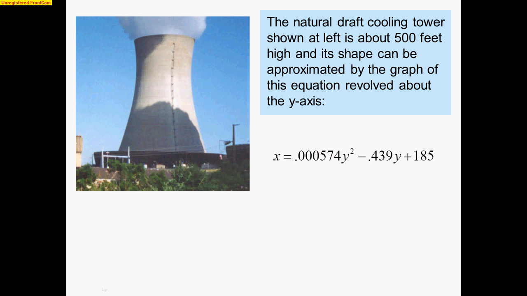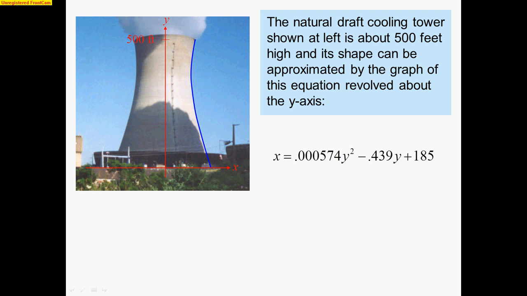All right, here's one that would definitely be a calculator problem. Here's an application of a cooling tower. My grandmother's family is from coal country in Ohio, across the Ohio River from Pittsburgh, and every time I used to visit my grandmother, I would go past these kinds of cooling towers. So if I wanted to find the volume of such a thing, I can superimpose an axis on it and look at that shape.